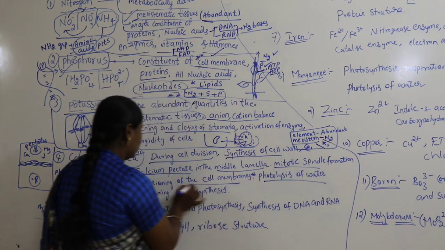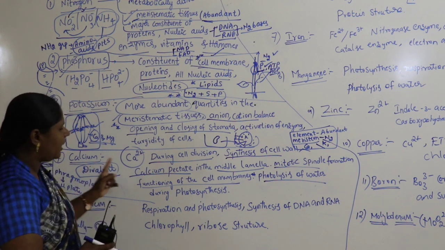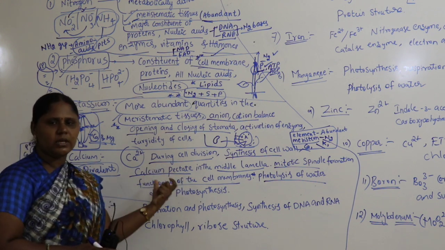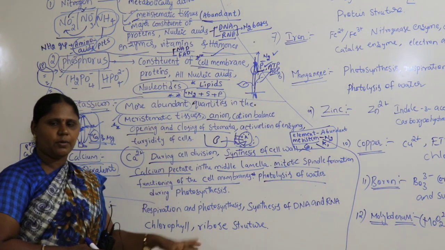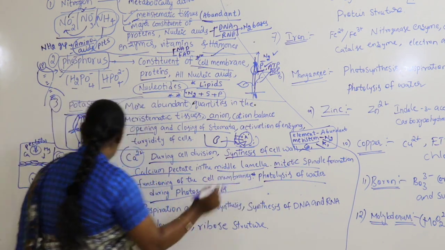Guys, all these points are important. Make sure that you practice on white paper. Take each element and note its role. Practice each element individually on a white paper. Try to remember all the elements during photosynthesis.